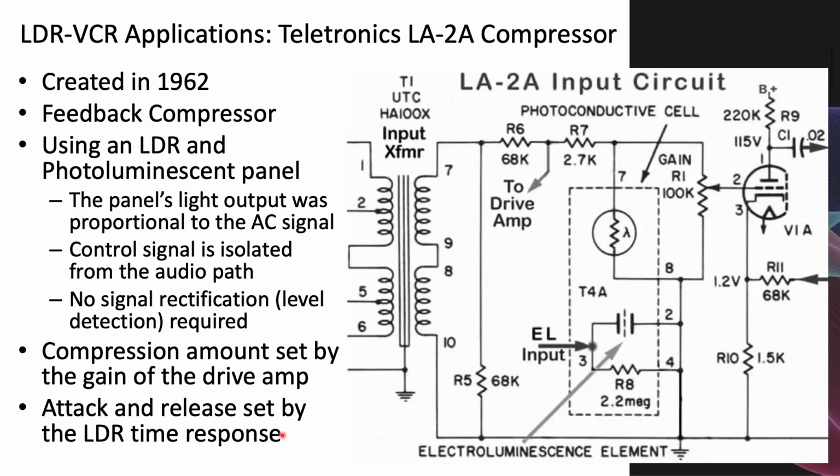Of course, that meant you didn't have any control over the time response to the signal. It was all done by the natural time constants of the light-dependent resistor and the electroluminescent panel in combination. The compression amount was essentially set by the gain of the drive amp. The higher the gain of the drive amp, the more compression you got, and the attack and release times were set by the light dependent response.